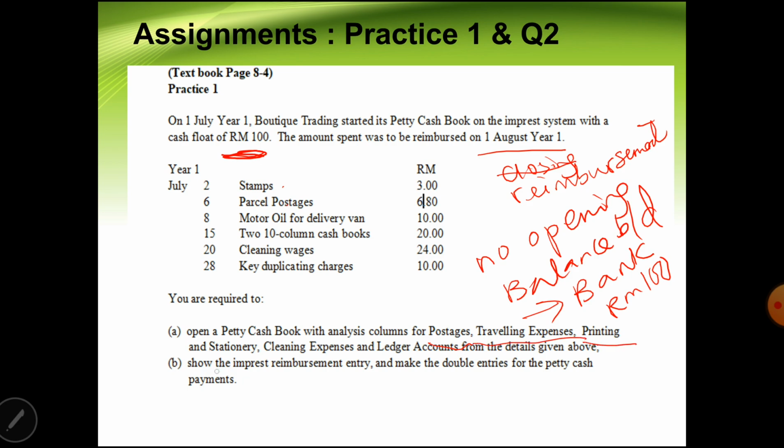traveling, printing and stationery, they are together. This is under one item. Cleaning expenses, ledger. So 1, 2, 3, 4, 5, don't mix up. This is one item. 你看到没有？它是一起的。So please try this.